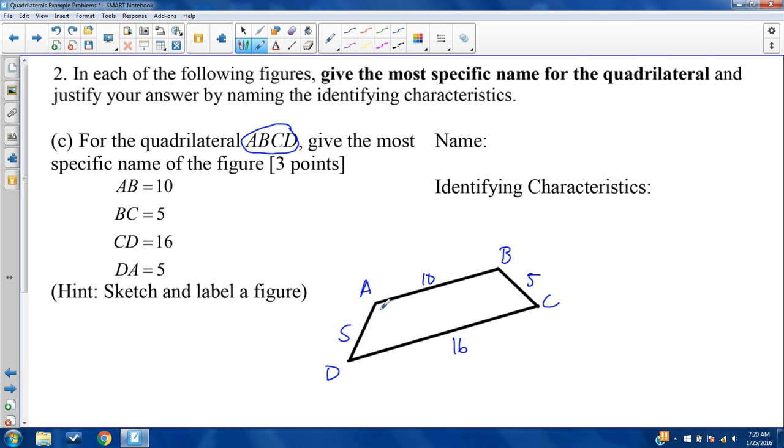If they said something like AC right here was some length, like 15 or whatever, and this length was also 15, okay, diagonals would be congruent, therefore it would be an isosceles trapezoid. I don't see anything that says any sides are parallel.